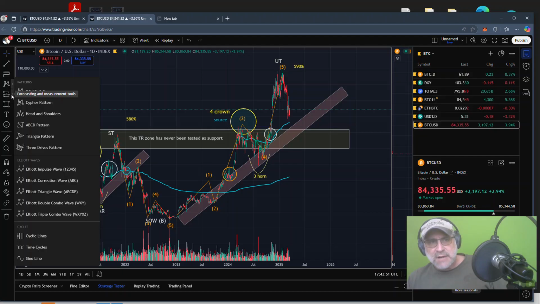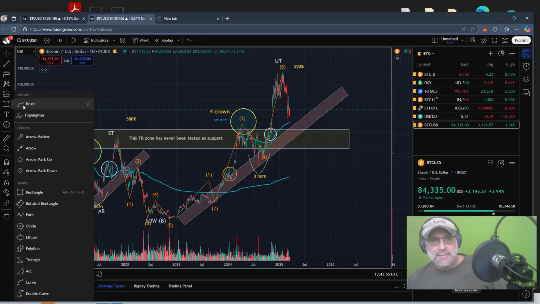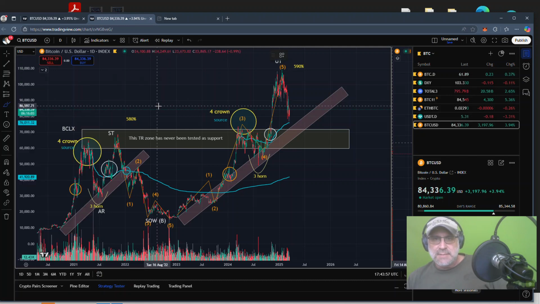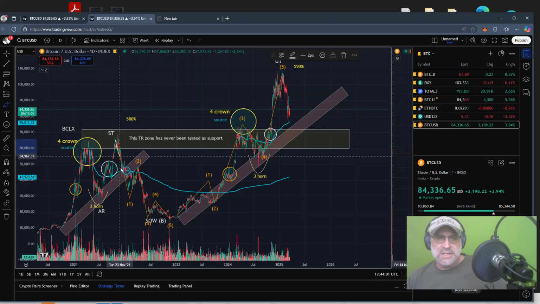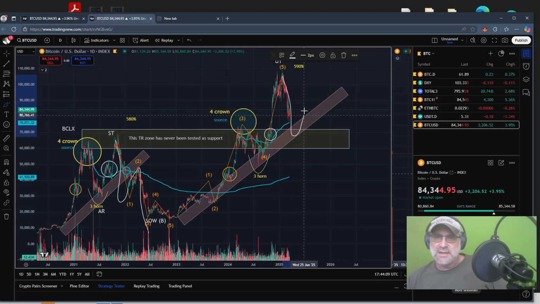At the end of a macro 5 wave, there's a macro ABC. There's always an ABC. So, in this case, here was the ABC for 2021, and this could be the ABC, and it would make sense for 2025. I don't know how low we could go.